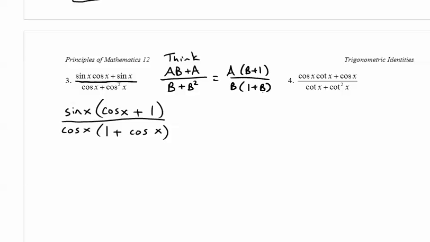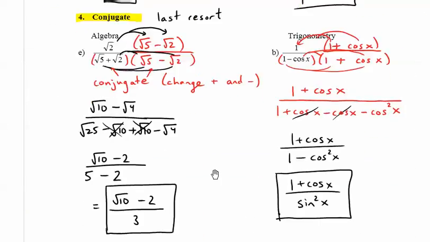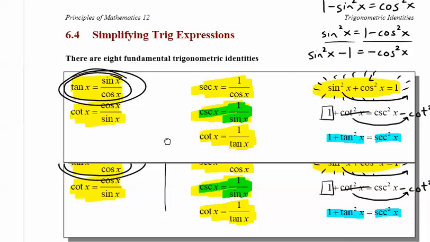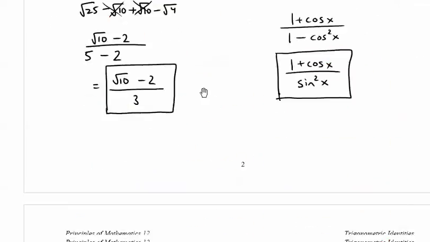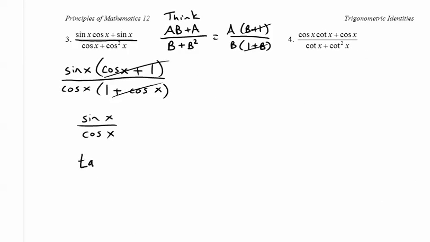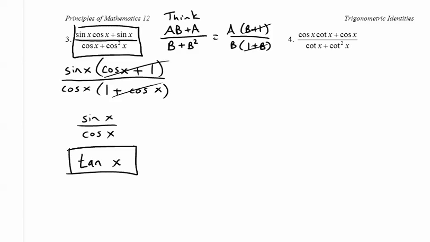Now b plus 1 and 1 plus b are the same, just like 3 plus 4 and 4 plus 3 are the same. So I can cancel those common factors from the numerator and denominator. And what I'm left with is sine over cosine. Now if I check the top, sine divided by cosine is tangent. So that very complicated expression simplifies to a simple tangent function. If you graphed this one, it would look exactly the same as a tangent graph.